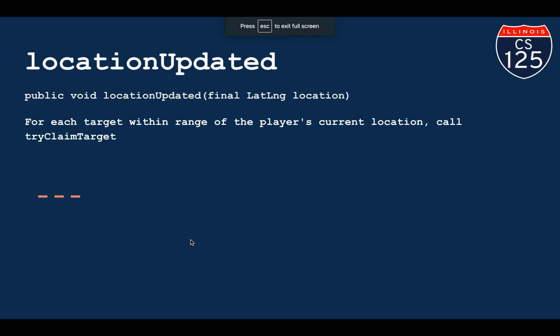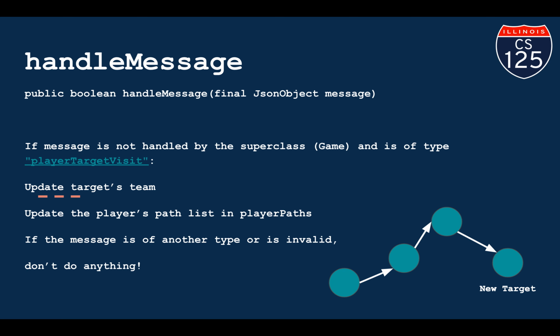Going back to location updated, this is the general function that try claim target will be used for. For every target within range of the player's current location, we're going to try to claim every single target. That's pretty much location updated. It's really straightforward. The next function that we're going to be writing is called handle message. Handle message receives data from the server and updates our own targets map and player paths map based on what's been sent to us.